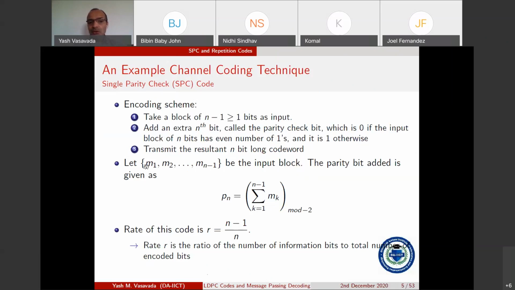The way you encode these 3 bits is you just do a modulo 2 sum. And that sum will be 0 if these 3 bits have an even number of ones, and otherwise it will be 1. And so now if I look at all the 4 bits, they are guaranteed to have an even number of ones. Okay, so that is the idea of SPC code.